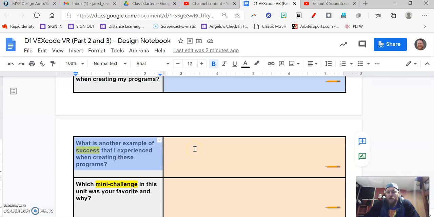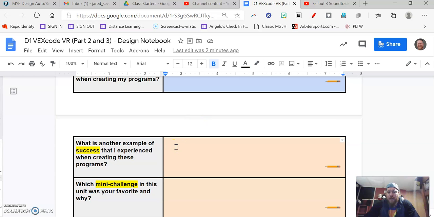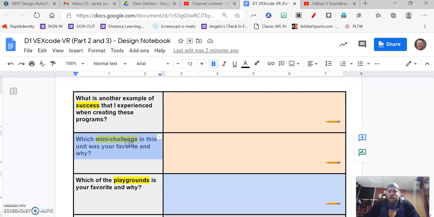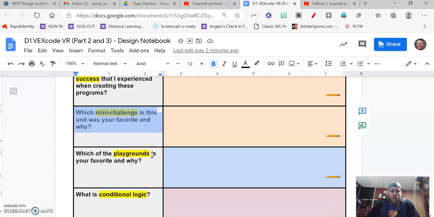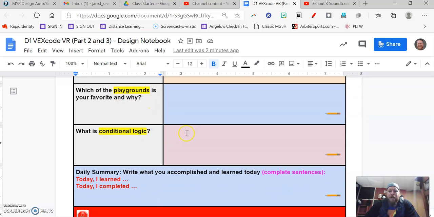This is a should-answer question. You don't have to, but you should be able to come up with 2 examples. So one example of how you were successful here, another example here. Which mini challenge in this unit was your favorite and why? So of all the things that you did, which one was your favorite? Which of the playgrounds is your favorite? So in that VEXcode VR program, which of the playgrounds do you like using and exploring the best, and why? And then an aspire to answer question, what is conditional logic?